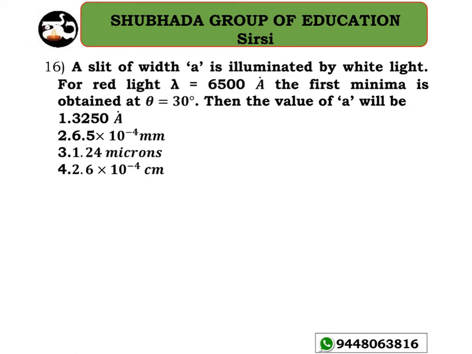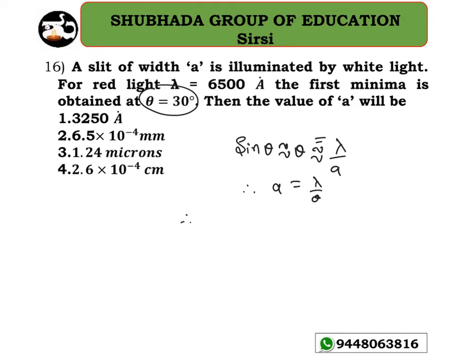Okay, the next problem says that a slit of width A is illuminated by white light. For red light, lambda equal to 6500 angstrom, the first minima is obtained at theta equal to 30 degree. Then the value of A will be the question. For the first minima, you have seen that sine theta is nearly equal to theta, which is equal to lambda divided by A. So therefore A equals lambda divided by theta here.